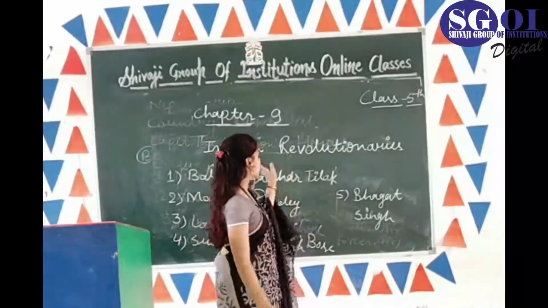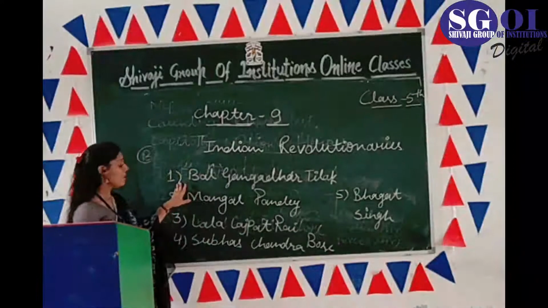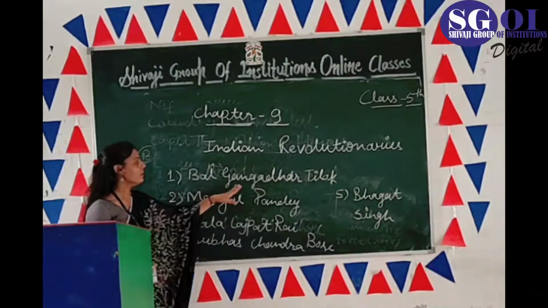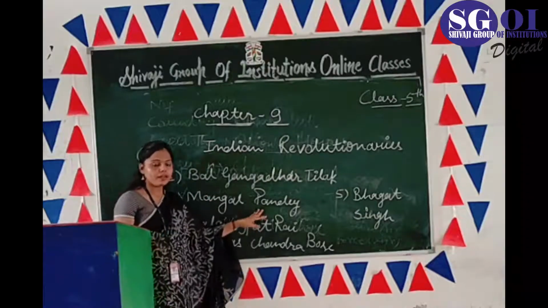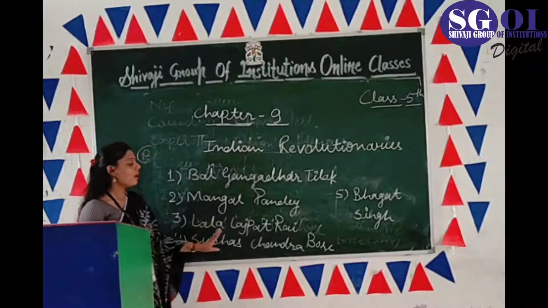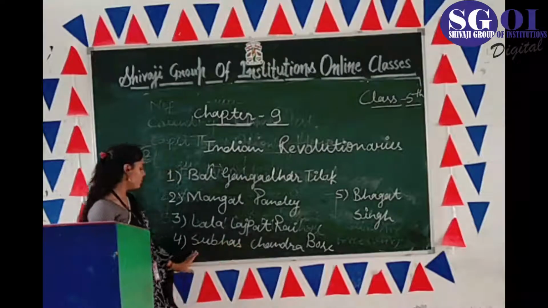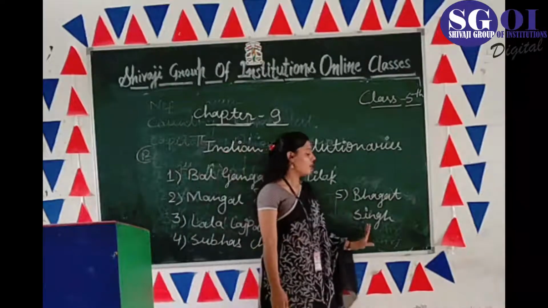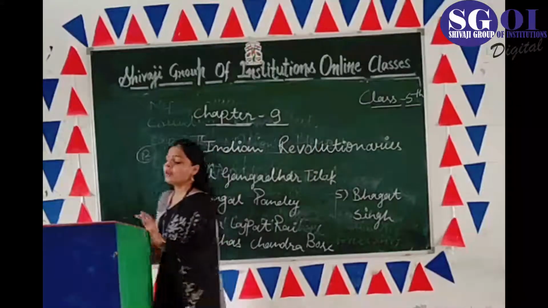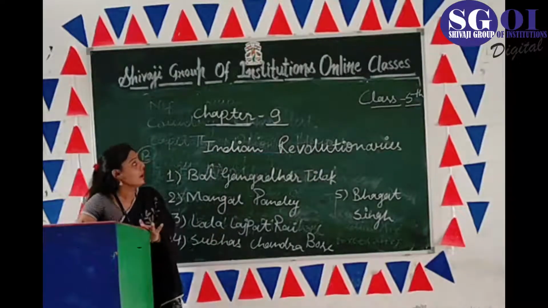I am reading the answers. First answer is Bal Gangadhar Tilak. Second answer is Mangal Pandey. Third answer is Lala Lajpat Rai. Fourth answer is Subhash Chandra Bose. And fifth answer is Bhagat Singh. So students, complete this chapter 9.